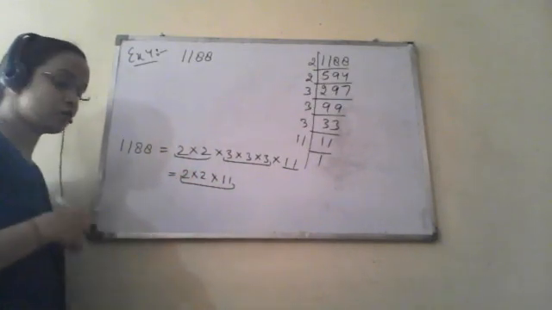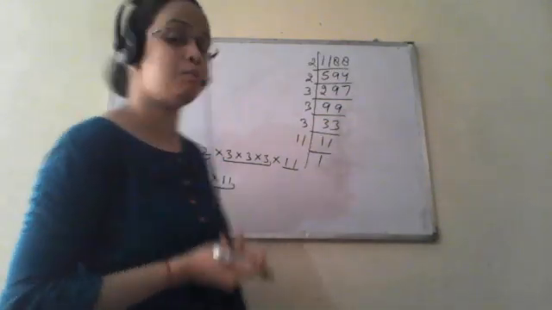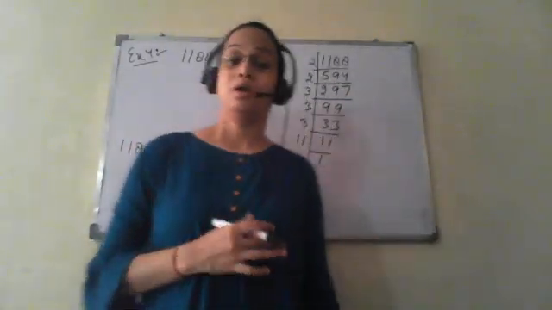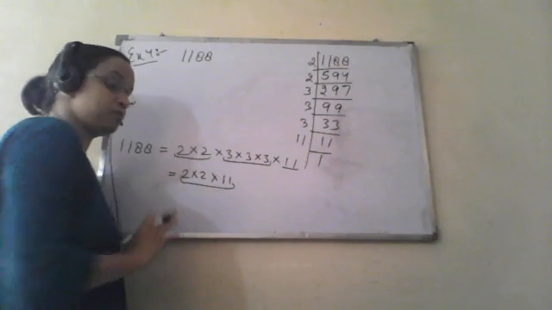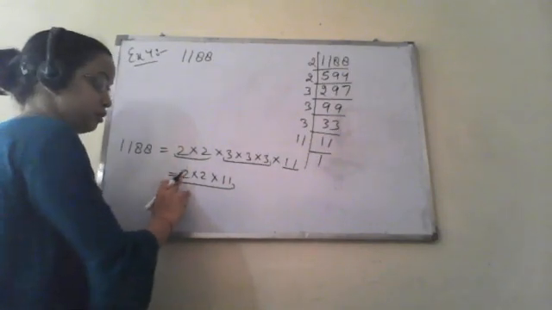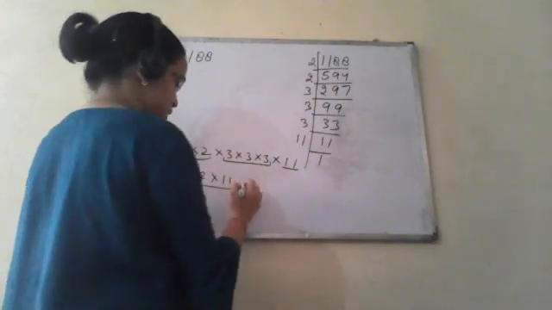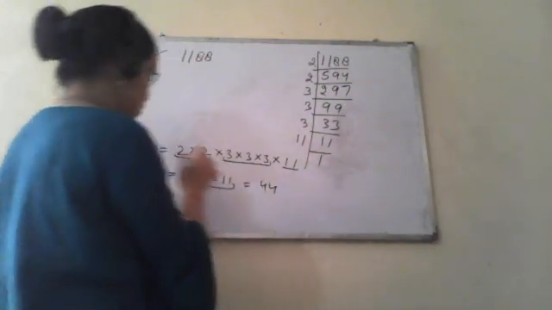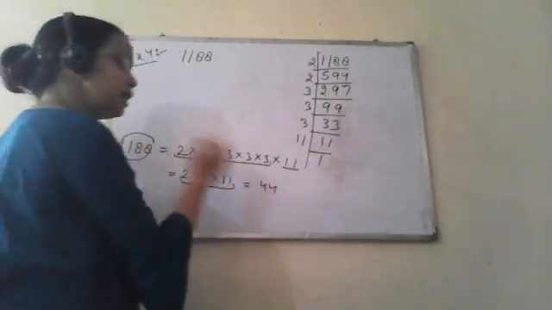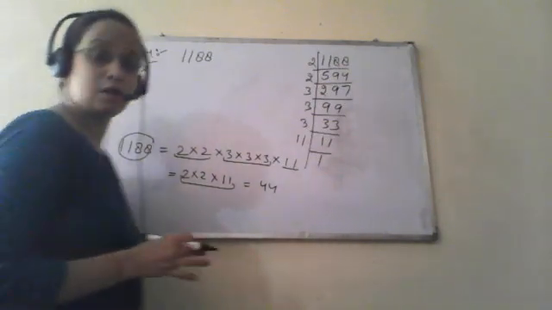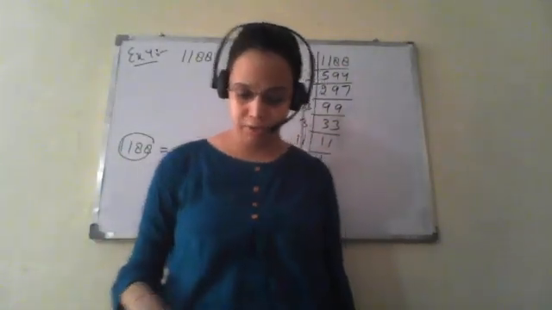Whatever be the excess, whatever is an incomplete triplet, by that number we have to divide. So we have to divide this 1188 by 2 into 2 into 11, that is 44. So we have to divide this number by 44, so that the resulting quotient will be a perfect cube.